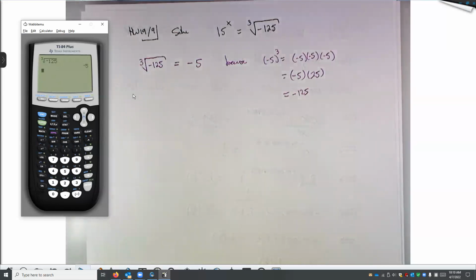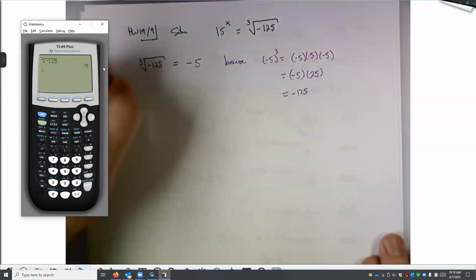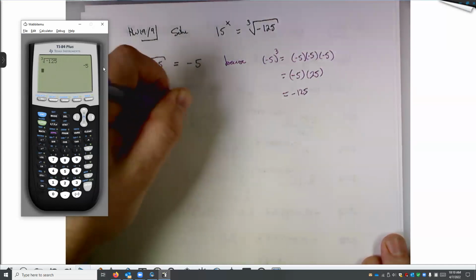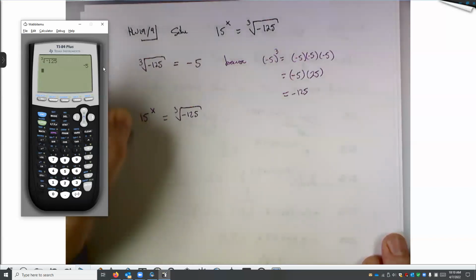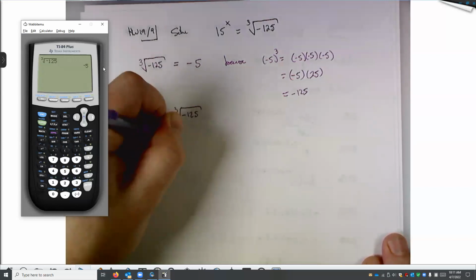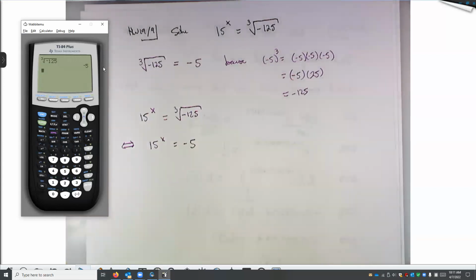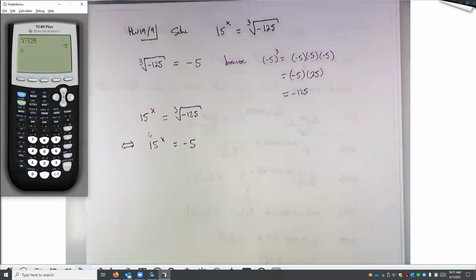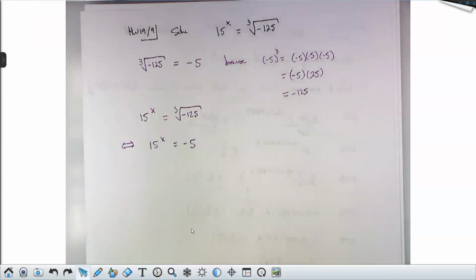But you could also use the dedicated cube root function there and see that this works. Okay, so then what I'm going to do is rewrite my equation, 15 to the x equals the cube root of -125 as 15 to the x equals -5, because I'm just simplifying that right-hand side. There is something subtle that I'm going to come back to regarding this equation, but let's not worry about that for now. What would my next step in solving this equation be?